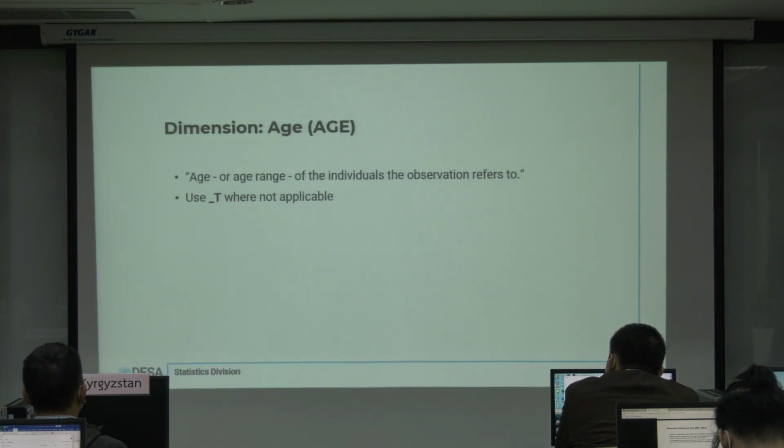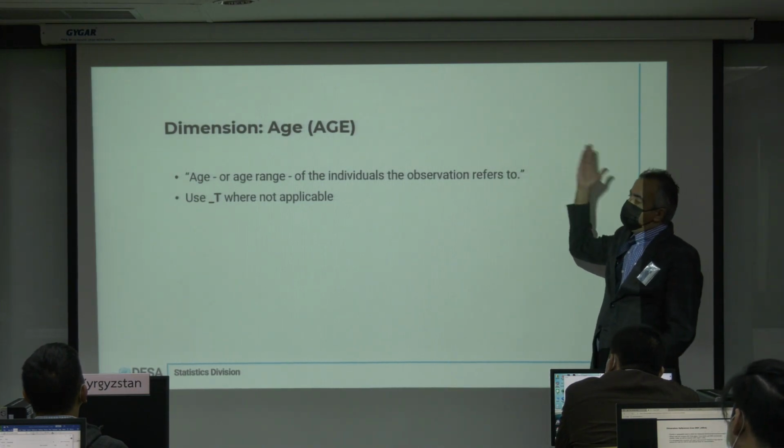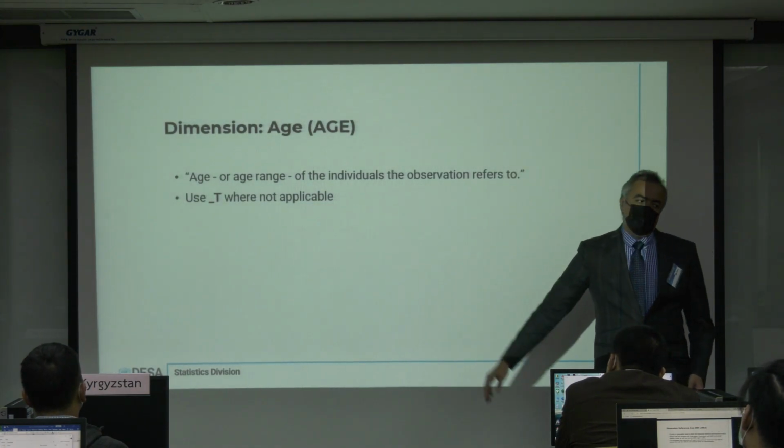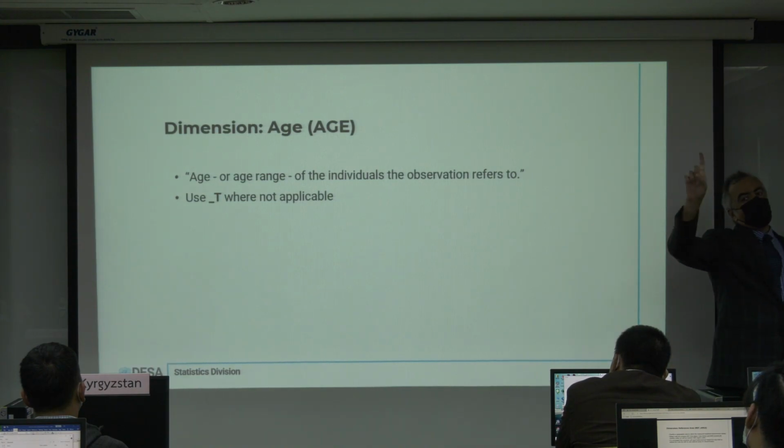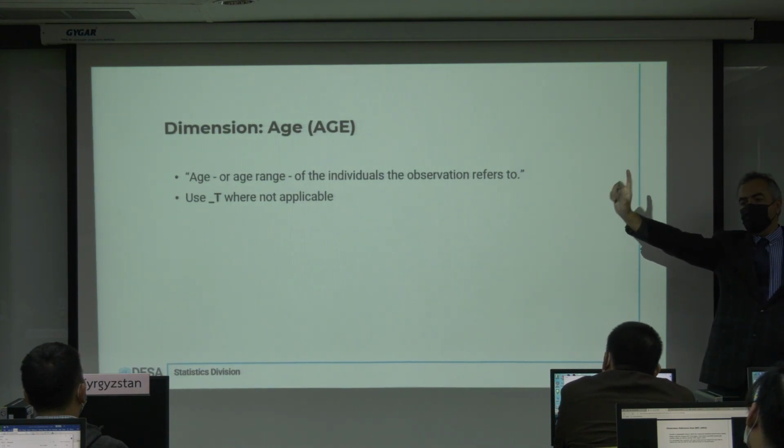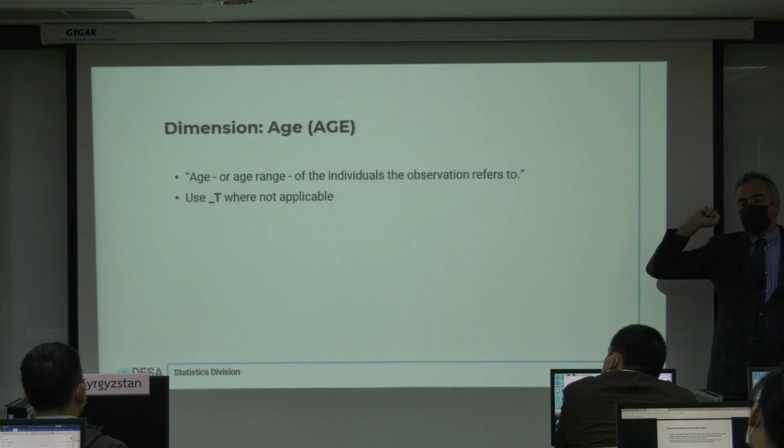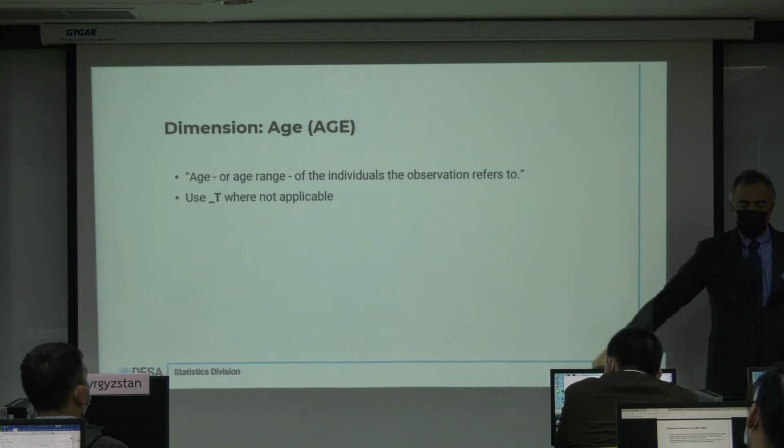Age. Again, age groups, underscore T when not applicable. When you have age-specific indicators, such as under 5 mortality rates or proportion of children stunted, then you must use the appropriate age group.